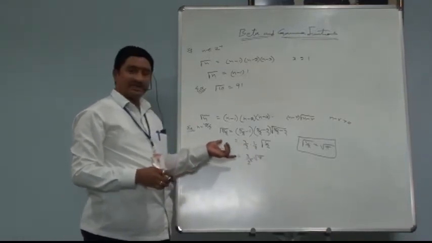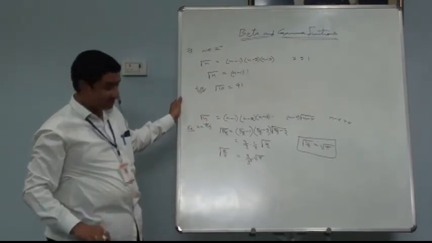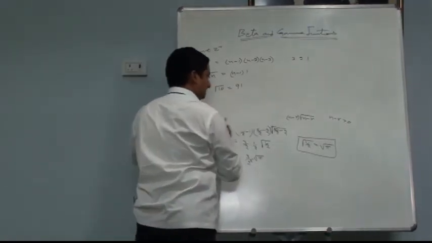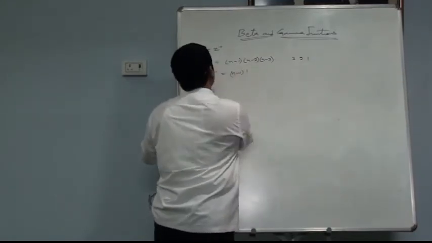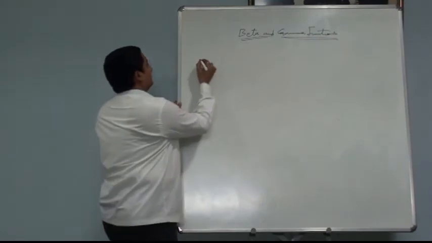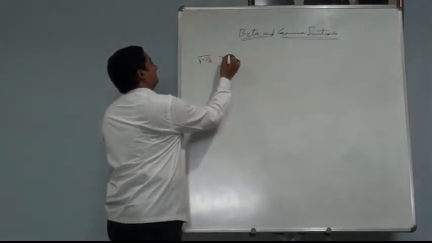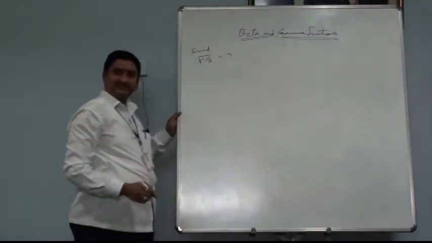So when n is a fraction, we have to directly write gamma n is equal to (n minus 1), (n minus 2) and so on, up to gamma of (n minus half). We can see some more examples of this gamma function. Gamma minus half. I want this function. Find gamma of minus half.